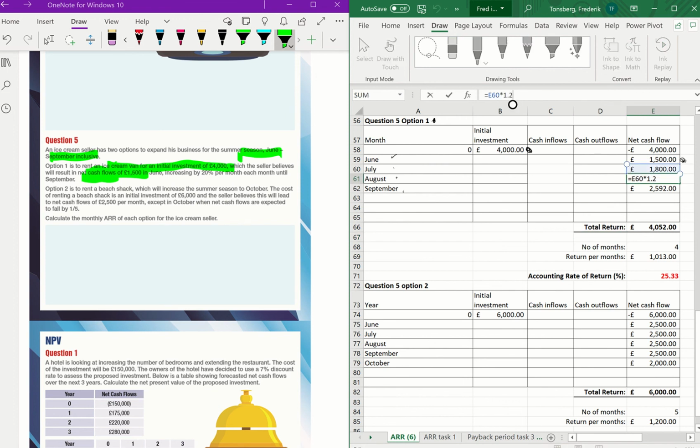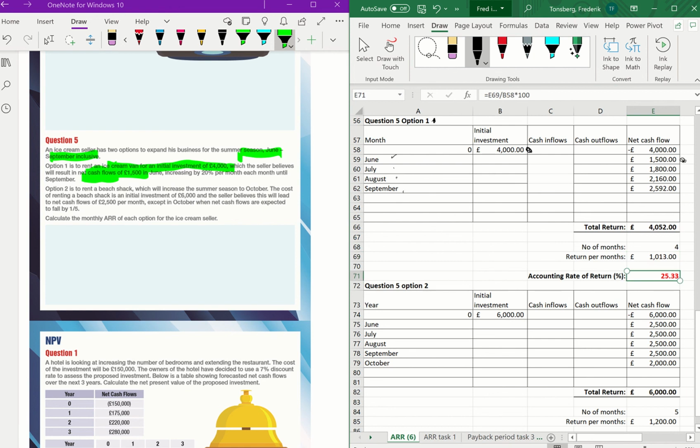Next month as well, it goes up by 20%, and the next month it also goes up by 20%. And so we end up with a total return of, if you just add them all up, 4,052. Then we're not talking about months here, we're talking about periods. So the total return is 4,052 divided by 4 months, and that gives us a return per month of 1,013 pounds per month.